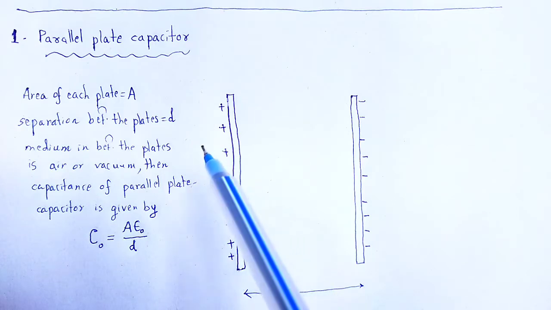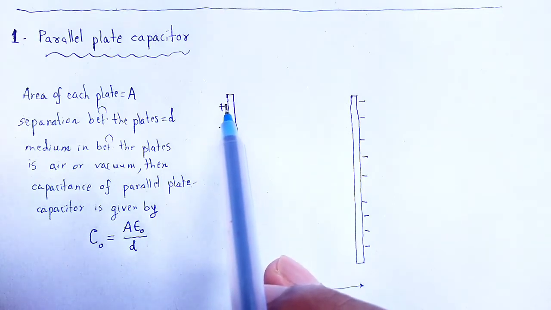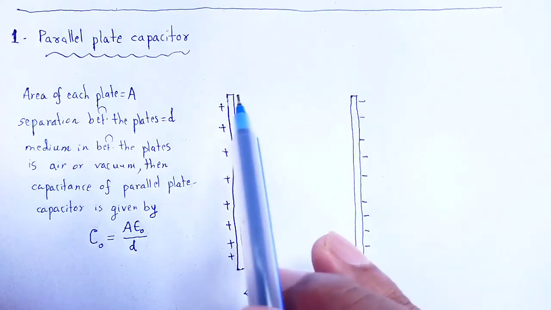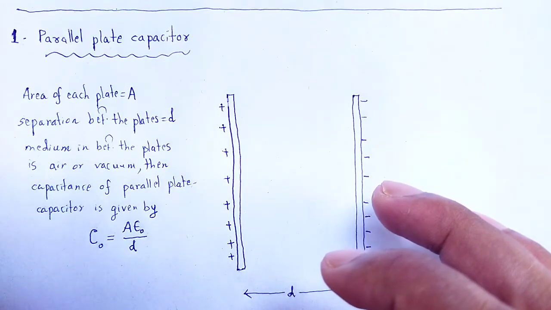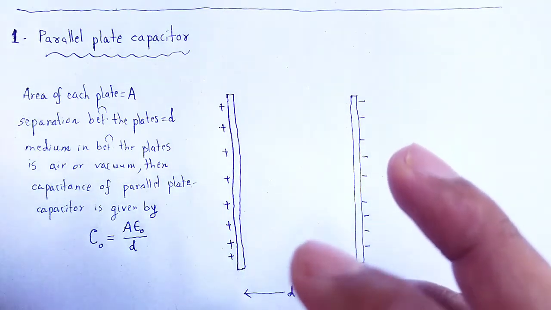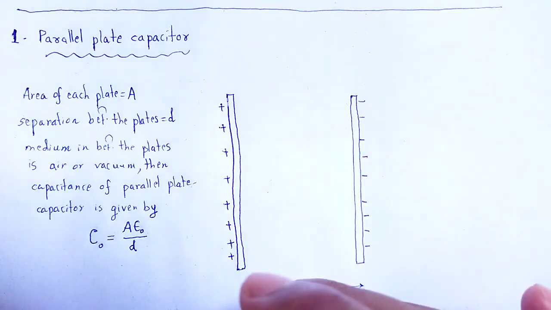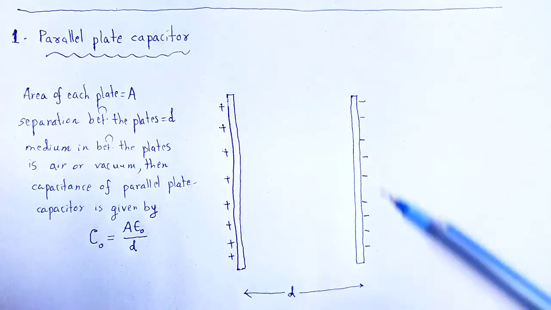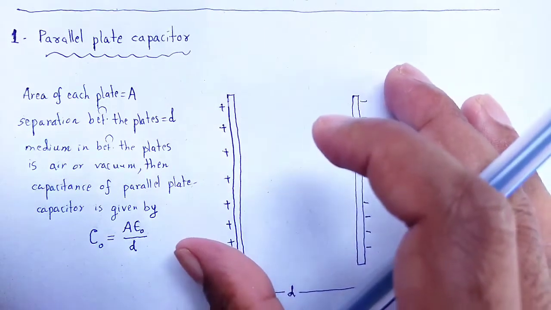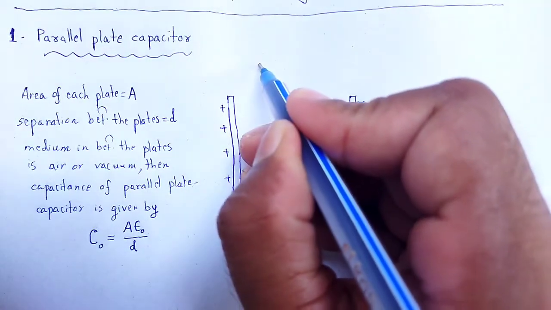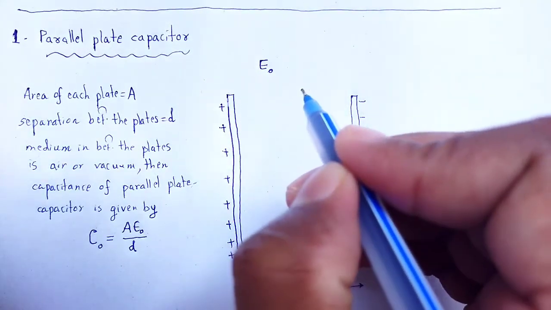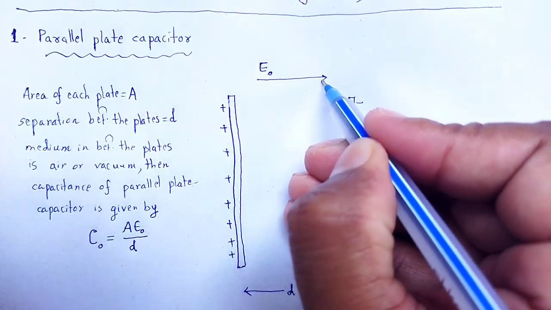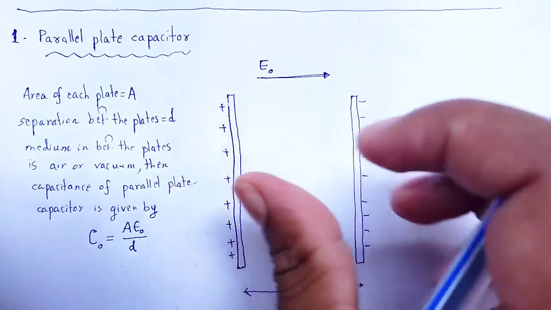Suppose plus q charge and minus q charge is given to the plates of the capacitor. That produces an electric field between the plates, and that electric field is E naught. The direction of the electric field is from positive to negative.